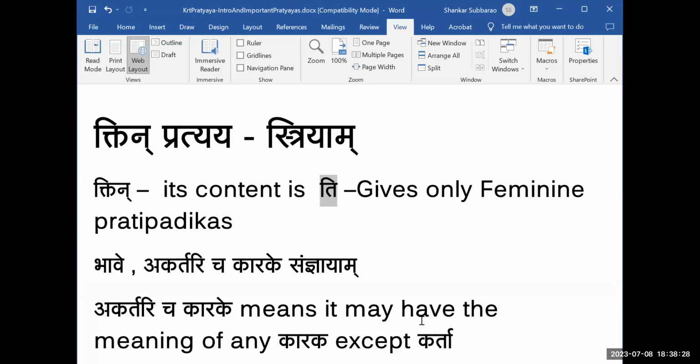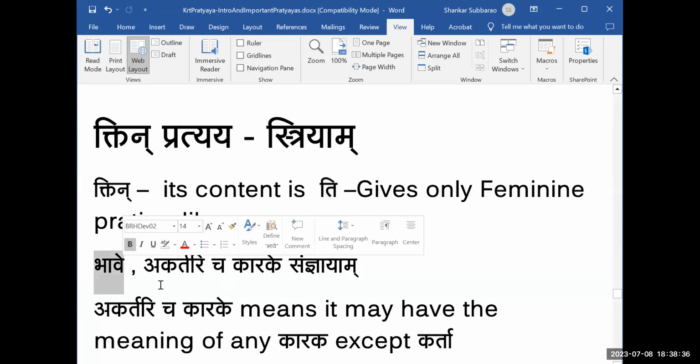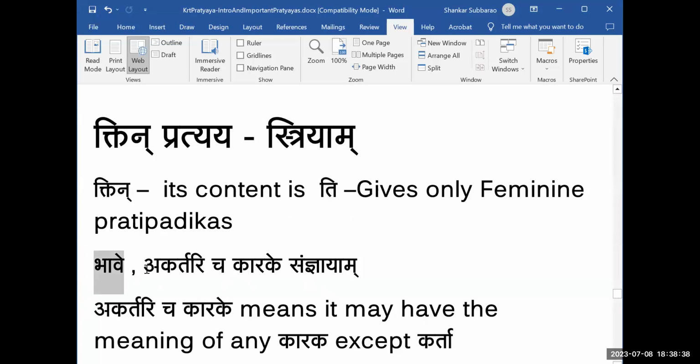Now, the interesting thing about this particular pratyaya, which we have not seen so far, is that it can be added bhave or akartarichakarake sangyayam. Bhave means what? It will give an abstract noun.